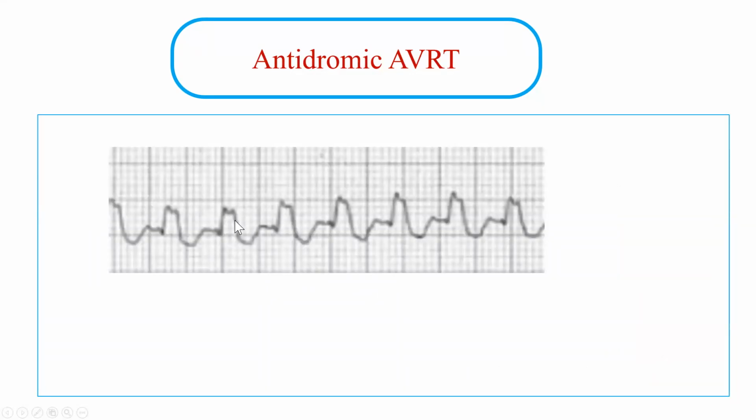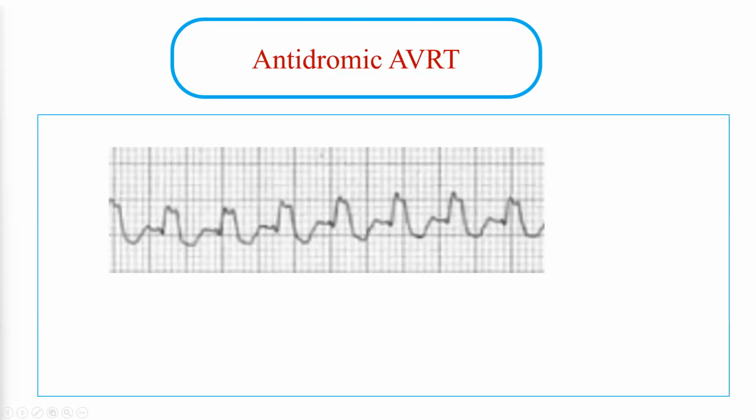You can see it's wide complex. It's almost less than 300, because it's like 1 point something of the large square between, so it's like 290, 280. And this is a broad complex because it is more than 3 small squares from here to here. So it's very, very difficult to distinguish from VTAC. And if you are in doubt anytime, you should pursue a diagnosis of VTAC and treat accordingly.